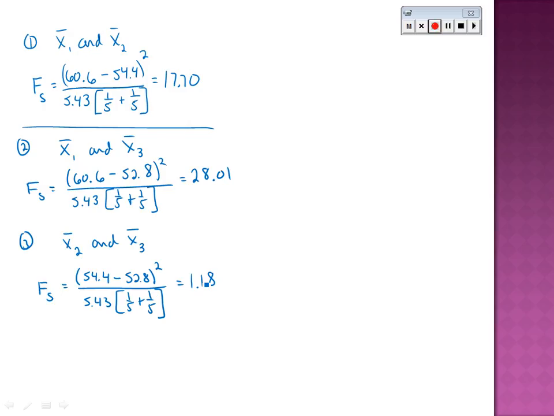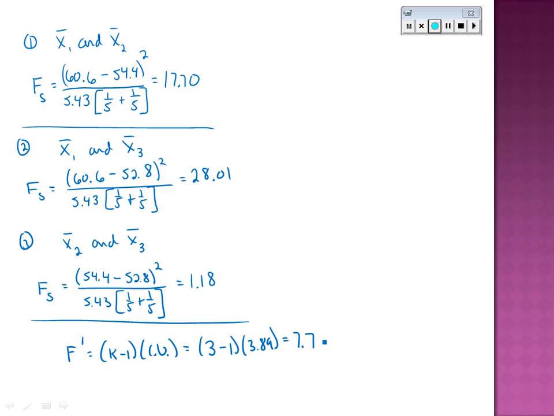Now we found all our F sub s values, so now we have to see if we have any significant differences. We have to find our F prime value, which is our critical value. We take k minus 1 times the critical value from our one-way analysis of variance, from our ANOVA. So we had 3 total groups, that's our k, we had 3 cities. The critical value from the F-test we ran was 3.89, so we end up with 7.78.